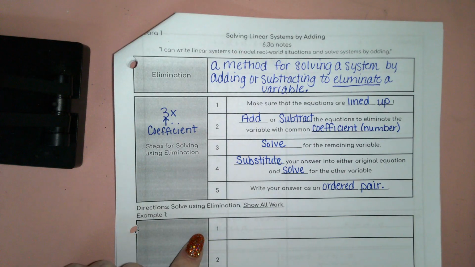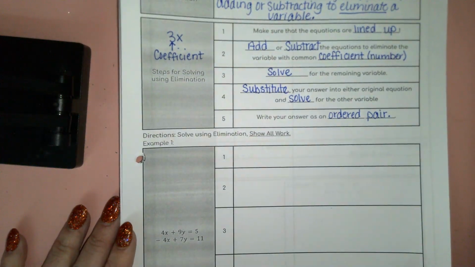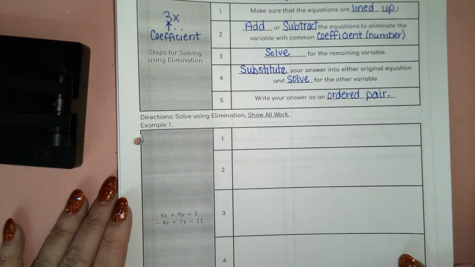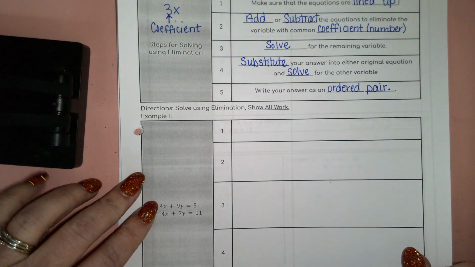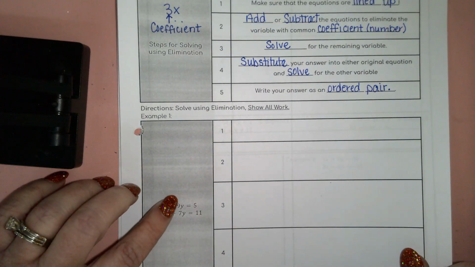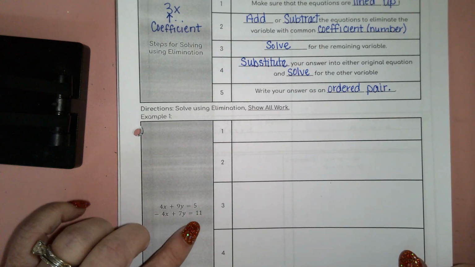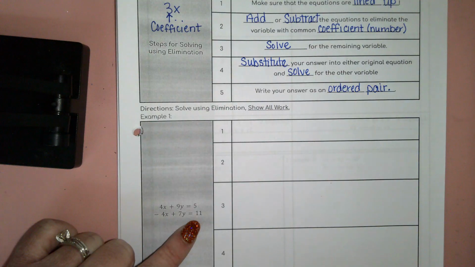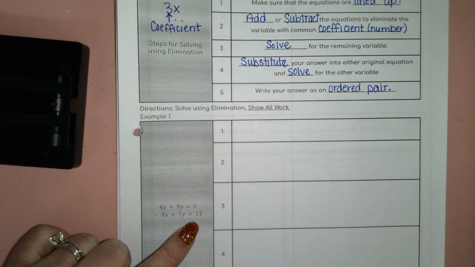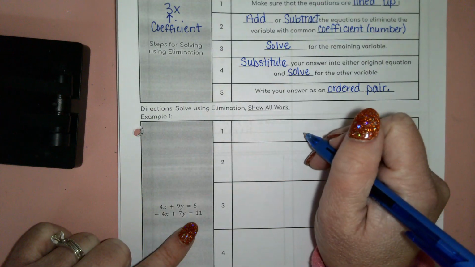Directions. Solve using elimination. Show all work. So looking at example number 1, are they lined up? That's step 1. Are the x's lined up? Are the y's lined up? Are the equal signs lined up? And are the constants lined up? That's the first step. So step 1 is done. They are all lined up. So we are going to add or subtract the coefficients to eliminate the variable with the common coefficient or the common number.